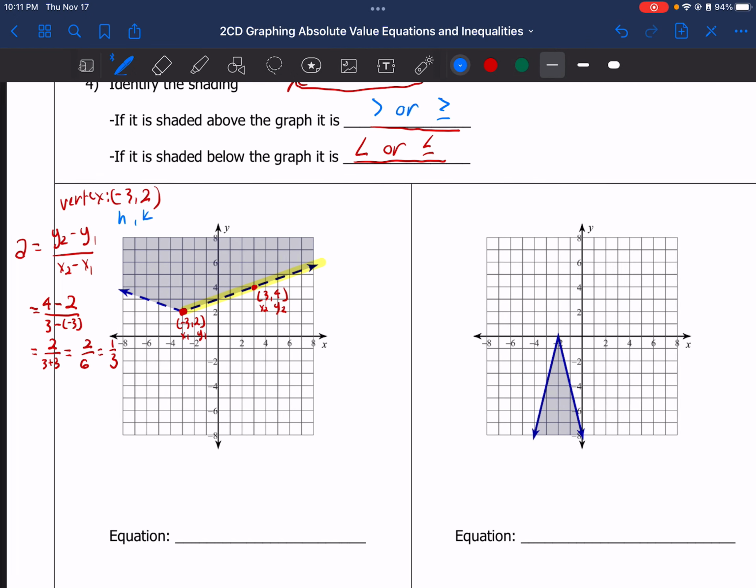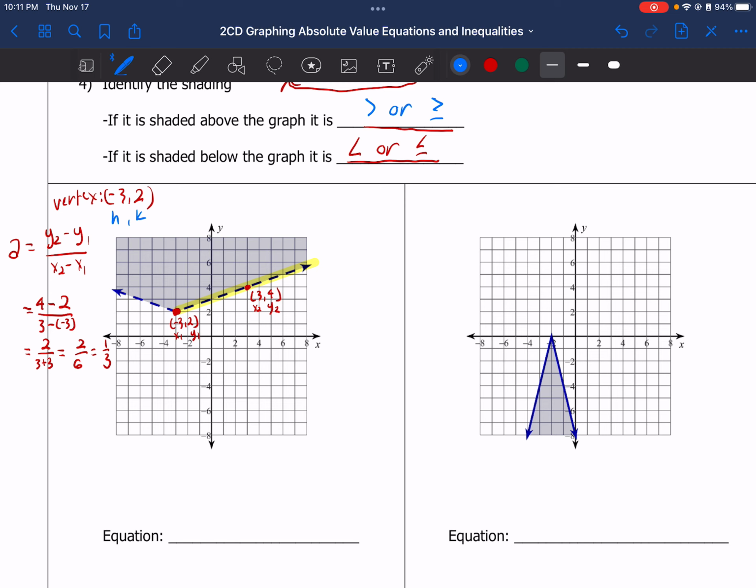But is this an equation? Well, you can clearly tell it's not an equation because you have a dotted line. Equations don't have dotted lines. Equations always have solid lines. But you also have the added benefit that it's shaded. You see it there, that our graph here is shaded. So now we have to take those two features into account to determine what our inequality is.